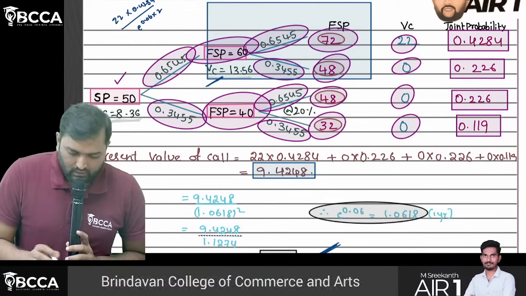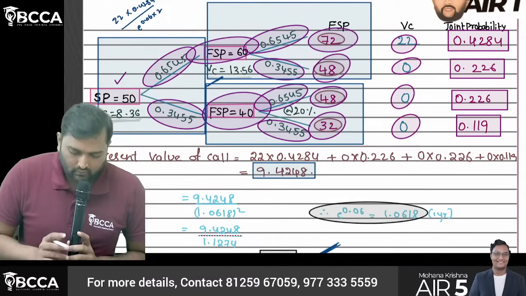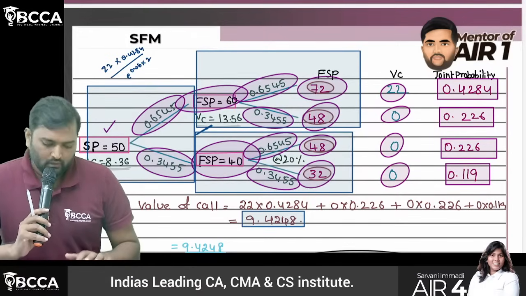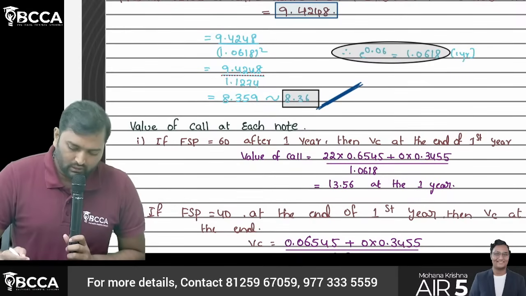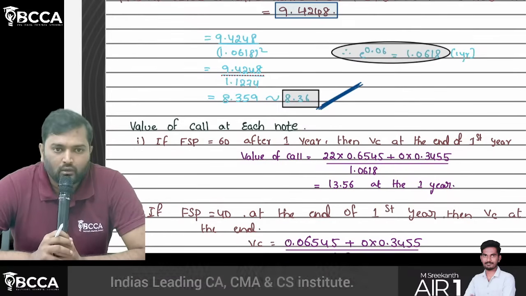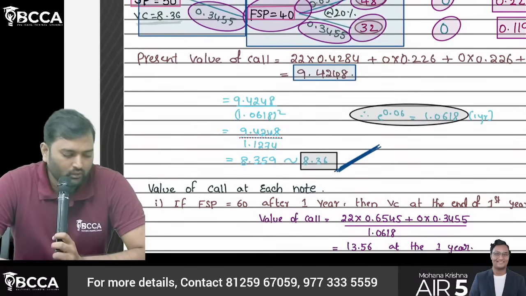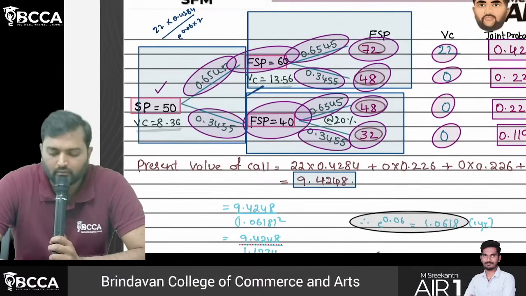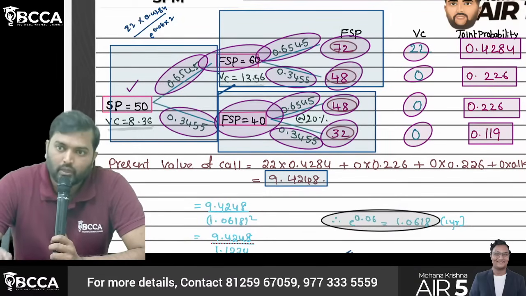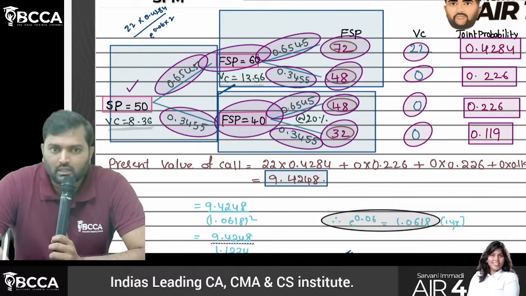At each node means we have to find out at each branch. So in total, we should consider this as 3 risk neutralization questions. But from an examination point of view, you should at least learn how to find out the present value of a call. Right now, at each node is not required. So present value of a call is simple: 22 into joint probability 0.4284, that is the expected value of a call on the maturity. Bring it to the present value. That's it. Clear?